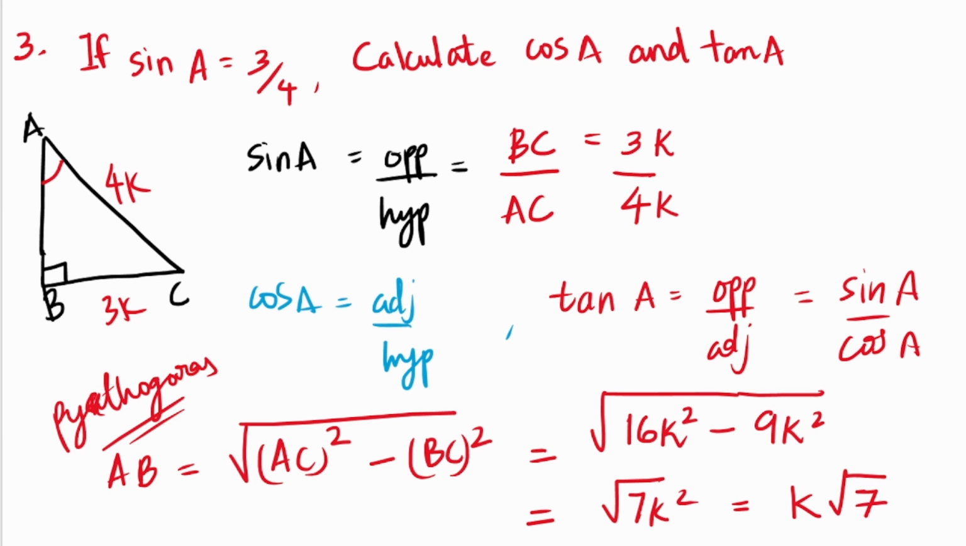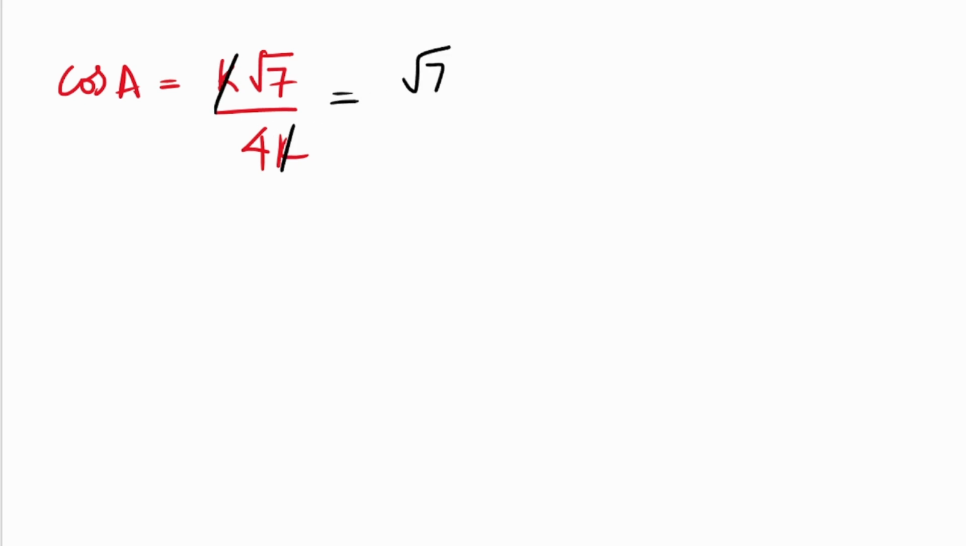Okay, we have found the value of AB, which is the adjacent side. Now you need to find the value of cos A. What's cos A? Cos A is nothing but adjacent side by hypotenuse. We just found out the adjacent side to be k into root 7, and we know the hypotenuse is 4k. When you cancel out the k, you will get root 7 by 4.